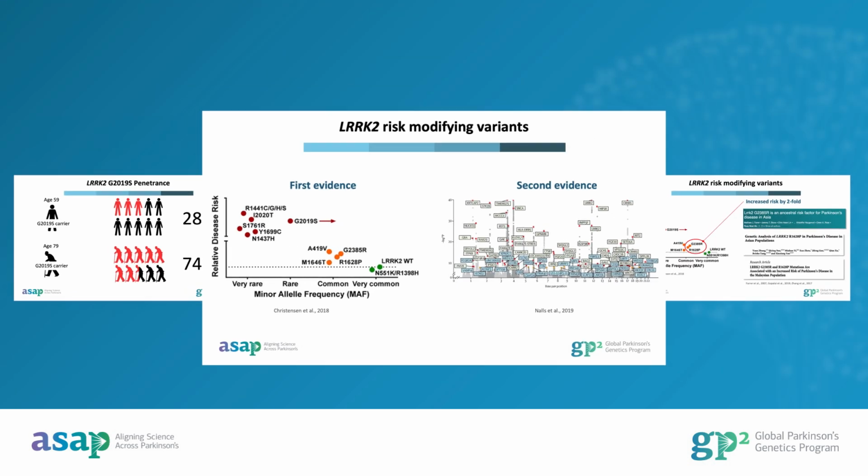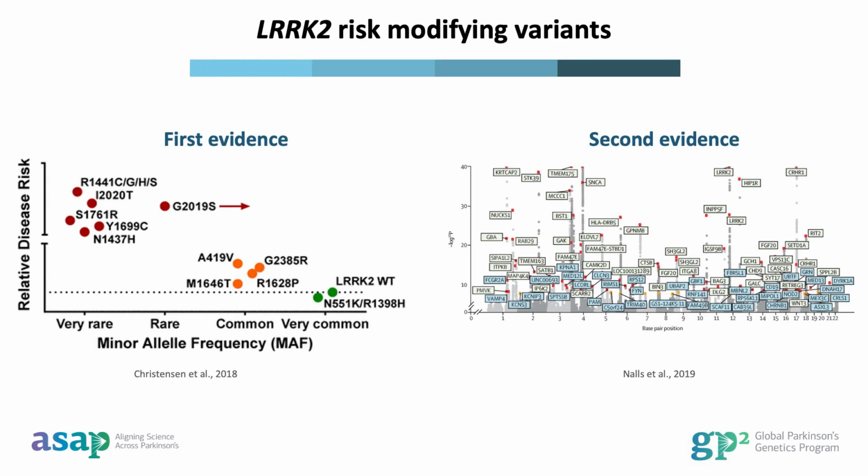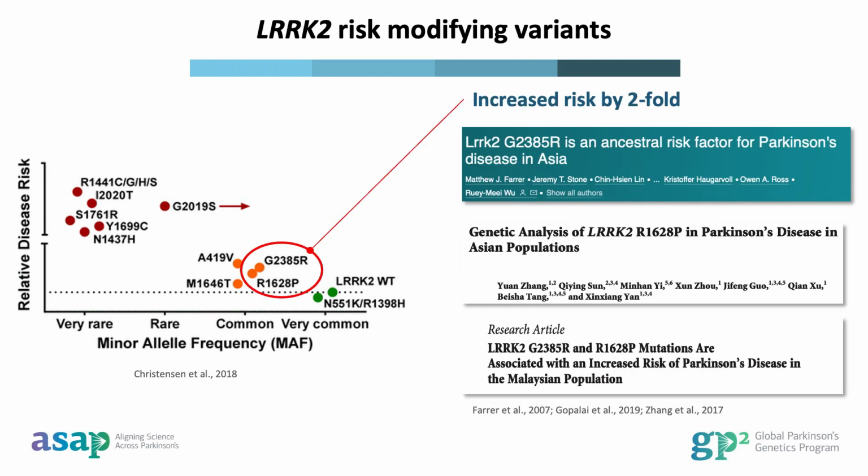Other than the causal mutations mentioned before, there are 2 lines of evidence showing that the LRRK2 locus also contains risk-modifying variants. The first line of evidence comes from studies within the Asian populations, indicating that 2 protein-coding variants, G2385R and R1628P, increase the risk of PD by approximately 2-fold. These variants are present at a frequency of approximately 6% in cases and approximately half of that in controls.